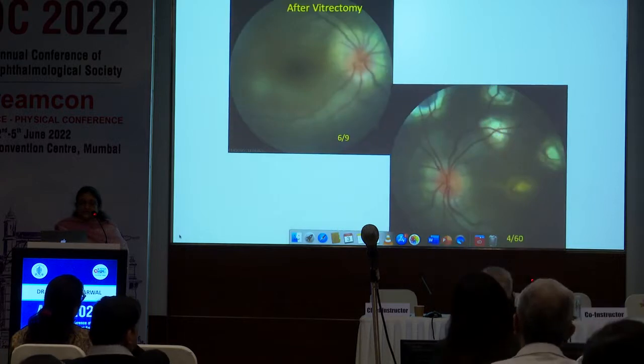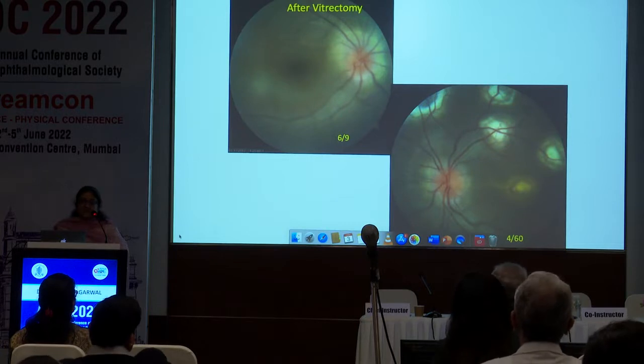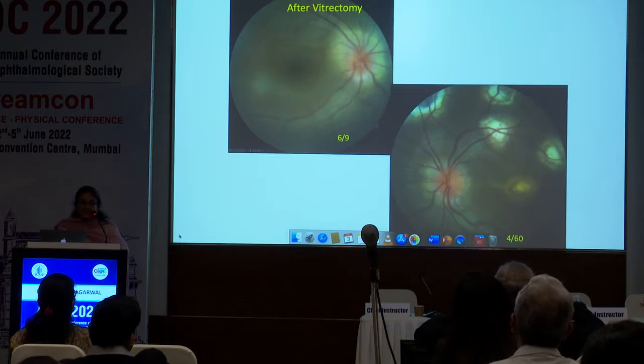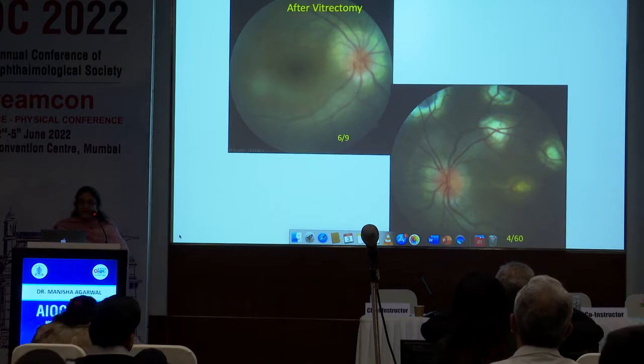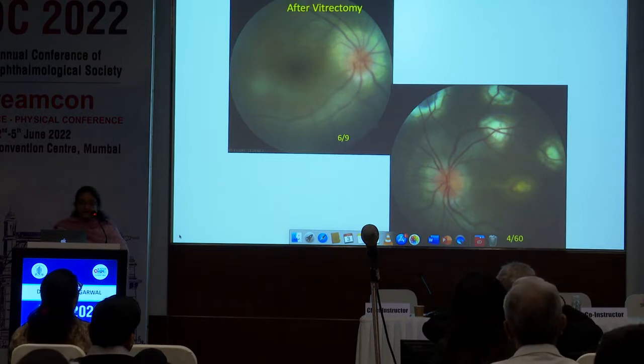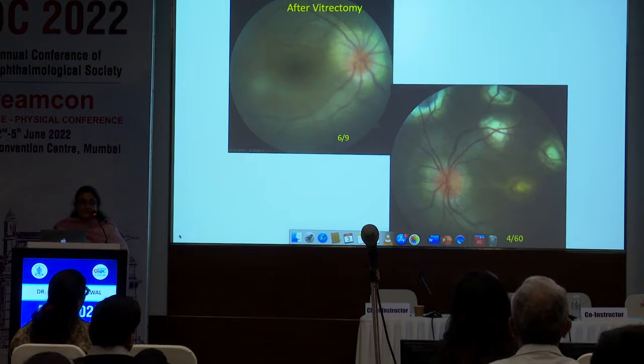Now, in this particular patient, the role of surgery was both diagnostic as well as therapeutic. So we went ahead and did a vitrectomy in both eyes. Apparently, the visual recovery in the right eye was very good. It came back to 6/9. And in the left eye, this young child continued to have poor vision of 4/60.